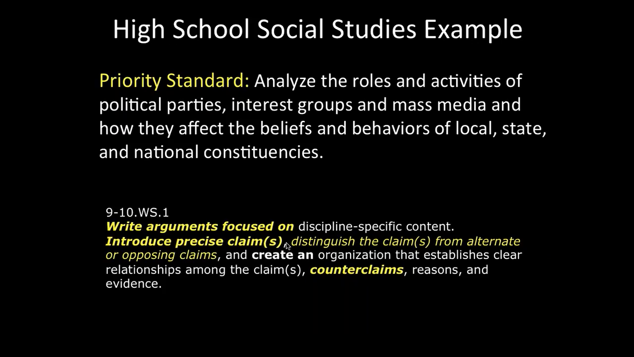Let's move on to one more high school example. What I did here is I took a social studies standard and combined it with a Common Core writing standard. So the priority standard was to analyze the roles of activities in political parties, interest groups, and mass media, and how they affect the beliefs and behaviors of local, state, and national constituencies. And then they aligned that with, for students to be able to show me that they can do that, they're going to have to write something. So they took the Common Core standard and focused on writing arguments focused on precise claims, distinguishing from an opposing claim, and a counterclaim. So there's our standards.